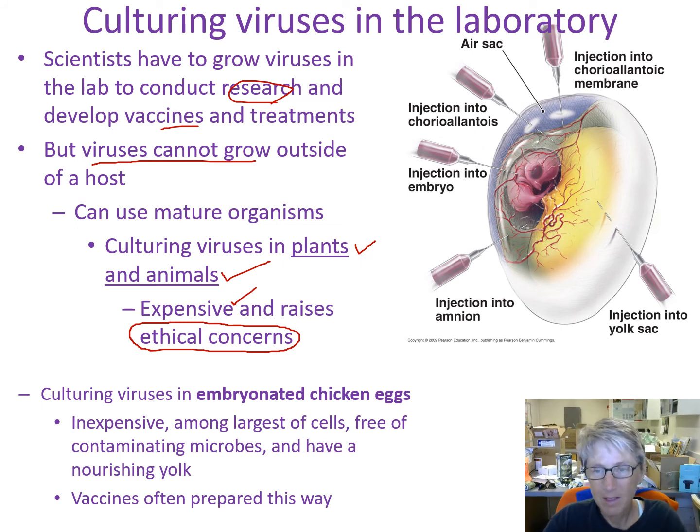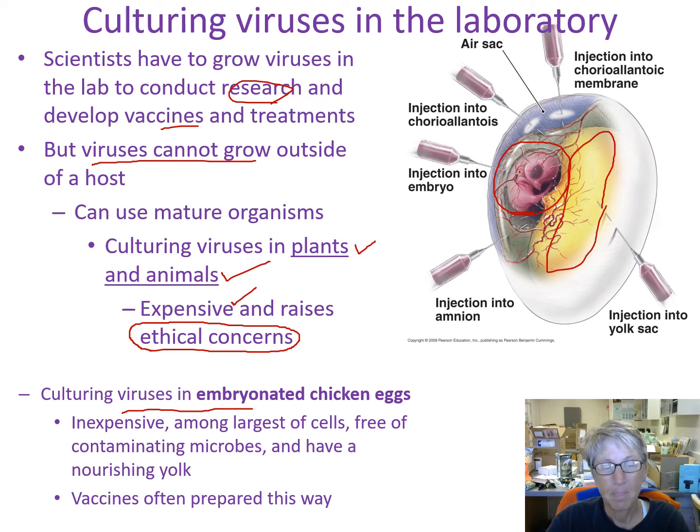If you're okay with this, you can culture viruses in an embryonated chicken egg. Here's the cartoon. Here's the little chicken embryo, and what you can do is inject your virus into the embryo. You can also inject your virus into these other parts of the embryonated chicken egg. For example, you could inject the virus into this yellow stuff, which is the yolk sac. It's inexpensive culturing viruses this way.